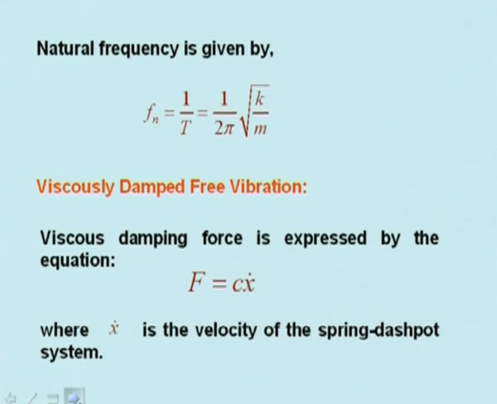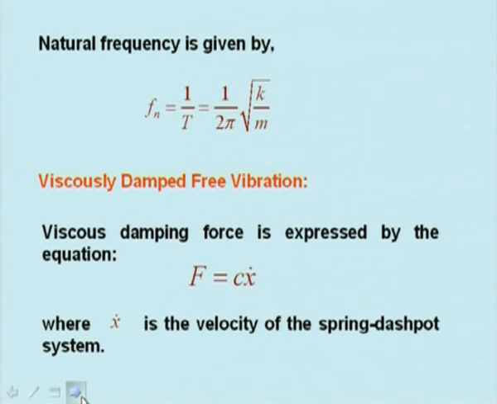Now natural frequency is given by Fn is equal to 1 by t, that means it is 1 by 2 pi under root k by m. So this is the type of that motion, and it keeps occurring. So this is the simple equation of that.